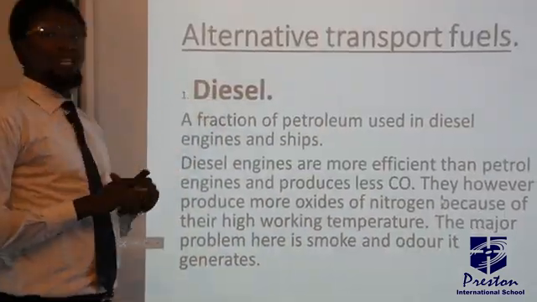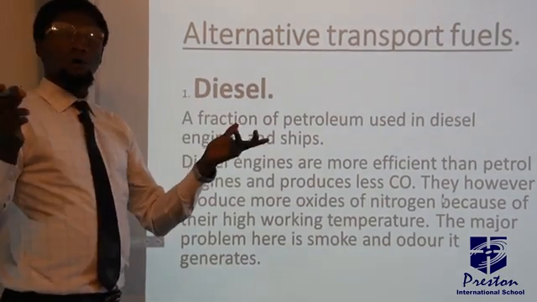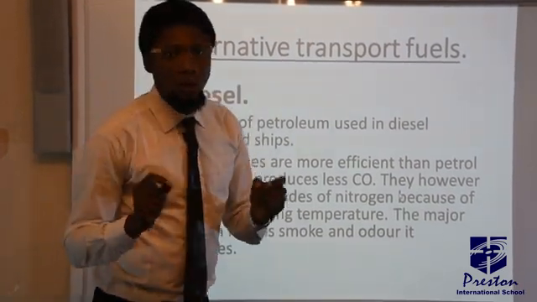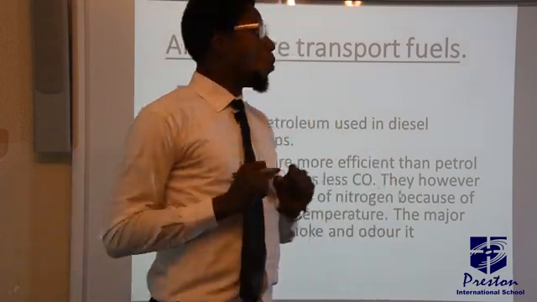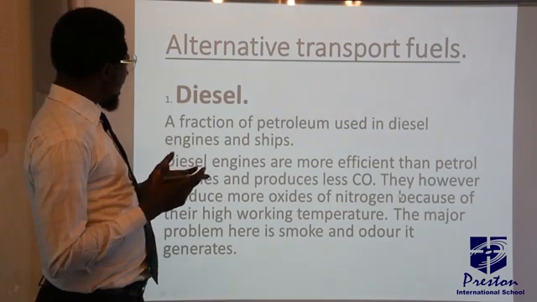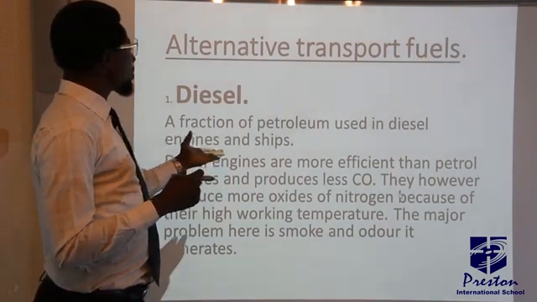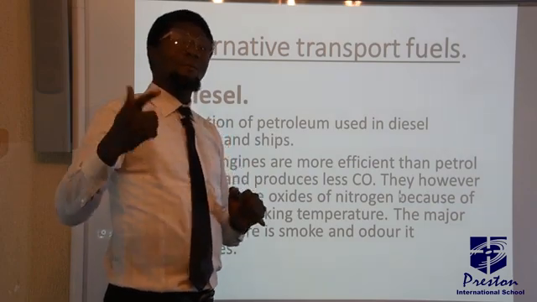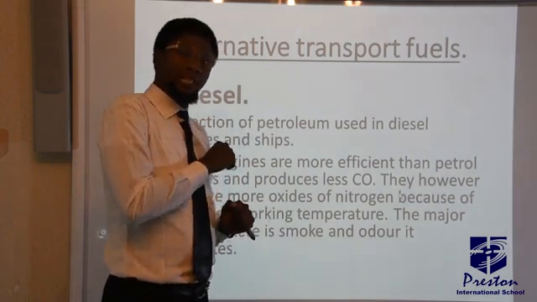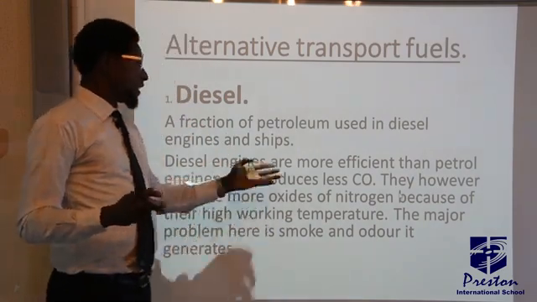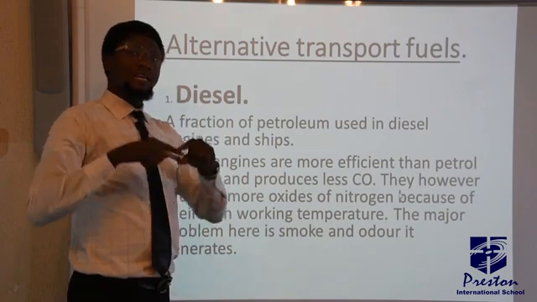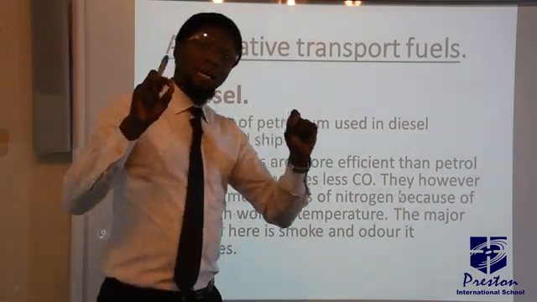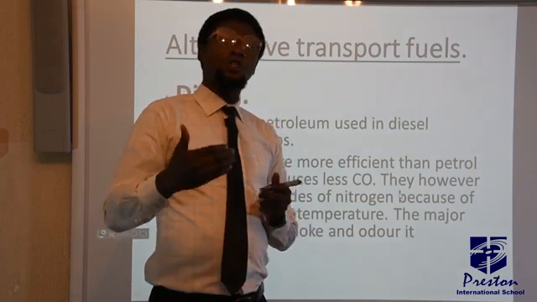Number one, we have diesel. If you reference back to our knowledge on petroleum, one of the fractions of petroleum is diesel. But we discovered that this diesel is not environmentally friendly. Now, what we are trying to do here is look at a way we can make use of the diesel engine, which is more efficient than the petrol engine. We discovered that the petrol engine is not as environmentally friendly as the diesel engine. Why is this happening? In a diesel engine, you have less production of carbon monoxide in the atmosphere than in a petrol engine.